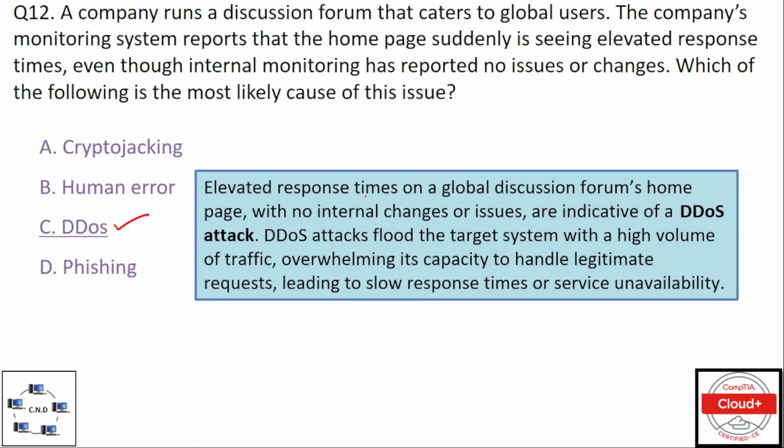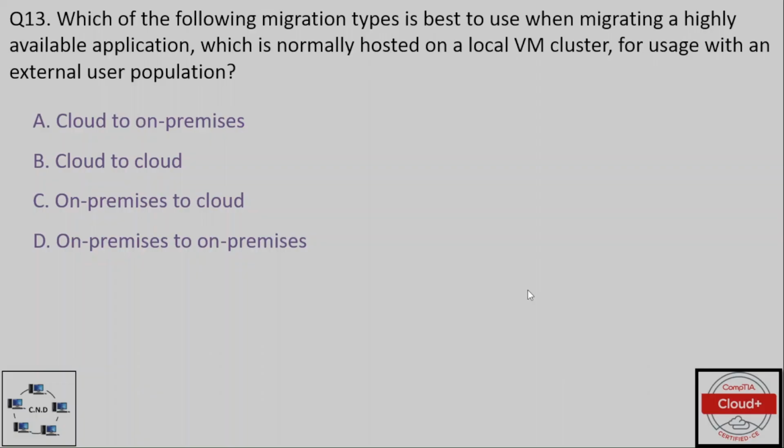The elevated response times on the global discussion forum's homepage with no internal changes or issues are indicative of a DDoS attack. A DDoS attack floods the target system with a high volume of traffic, overwhelming its capacity to handle legitimate requests, leading to slow response times or service unavailability.